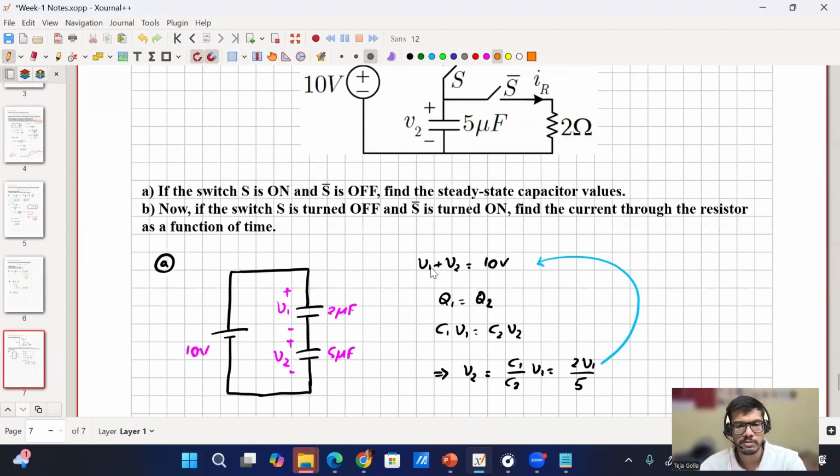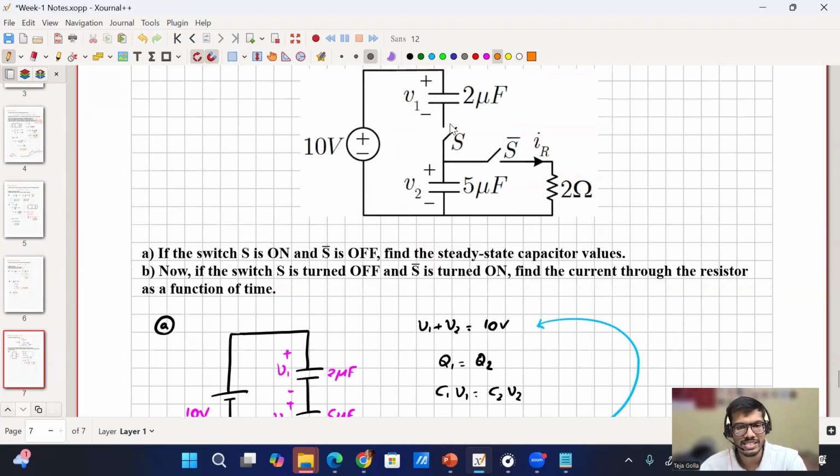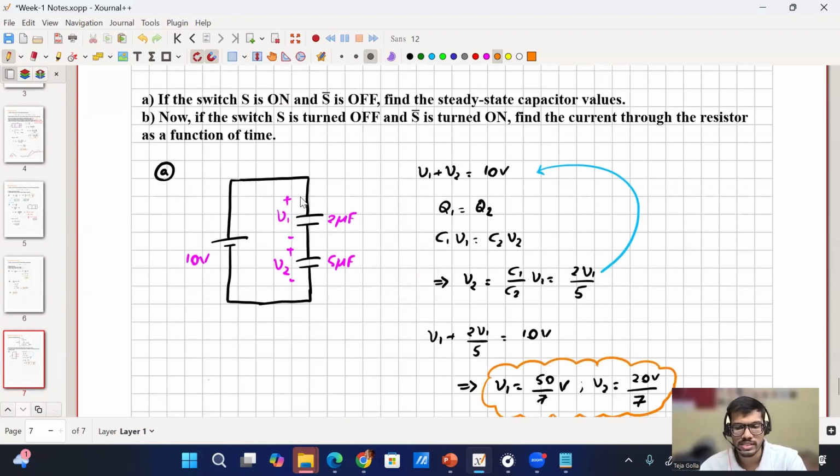Okay, let me re-explain. In the first problem, S is on, so S bar is off. So the 2 ohm is not connected to the circuit at all. Now this is the switching configuration, and the question asked was, it has reached steady state, find the steady state capacitor voltage values. So it should be steady state capacitor voltage values, not capacitor values.